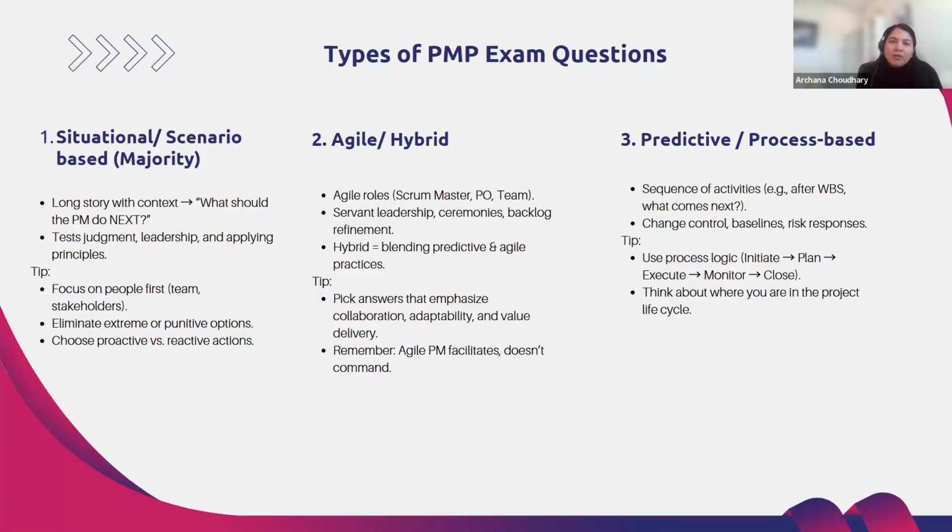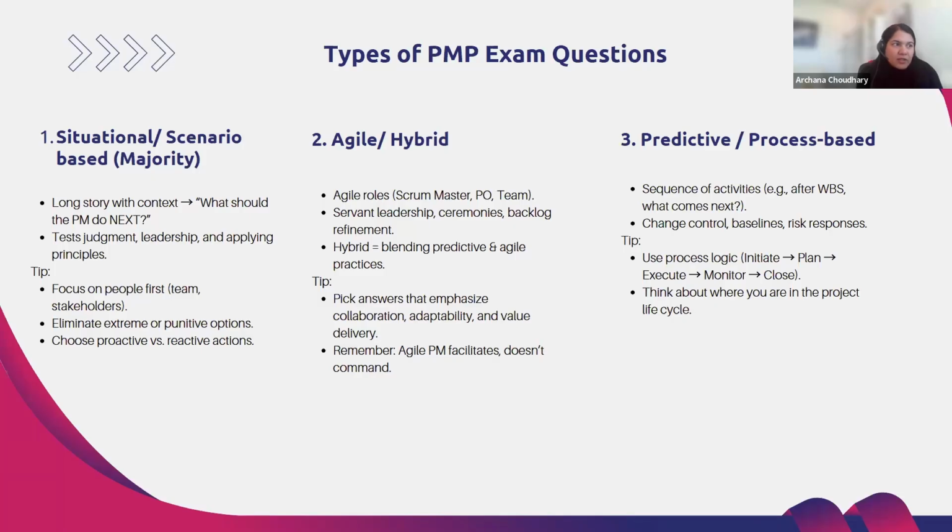The second kind of question you will see in the exam is agile and hybrid questions. It is about focusing on agile roles like scrum masters, product owners, or the team. These emphasize servant leadership, agile ceremonies, backlog refinement, and hybrid questions involving a blending of predictive and agile practices. The tip is to select answers that highlight collaboration, adaptability, and delivering value. You need to remember that in Agile, the project manager facilitates rather than commands, empowering the team to succeed.